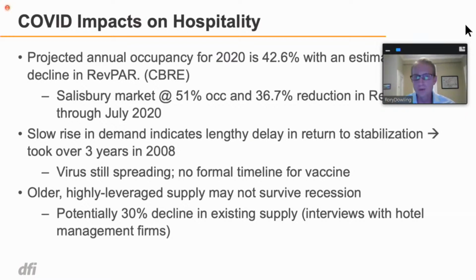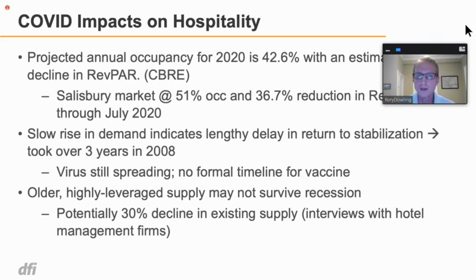As you all are probably well aware, the hospitality industry has been hit particularly hard by COVID. Right now, CBRE is projecting occupancy of about 42.6% annually, which, as you saw, compares to typically 65% across North Carolina and closer to 67 or 68% across the nation. So there is a significant decrease in occupancy this year, as well as a significant decline in RevPAR.